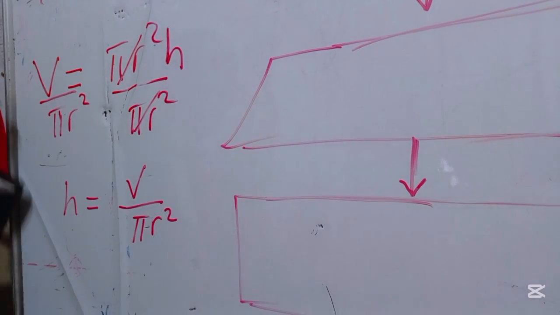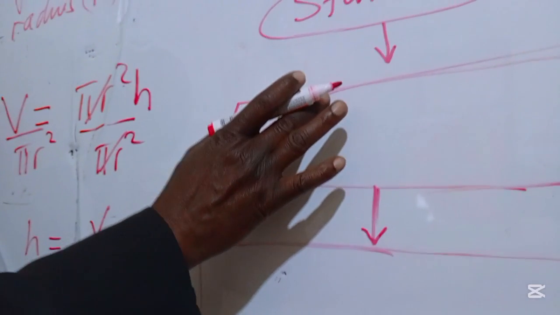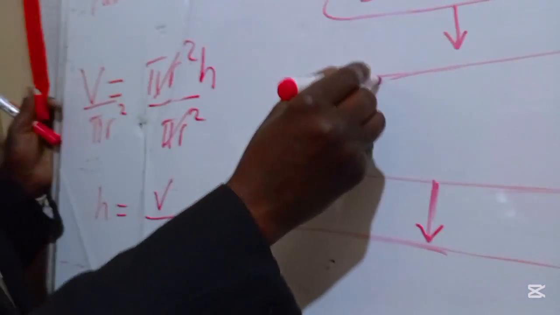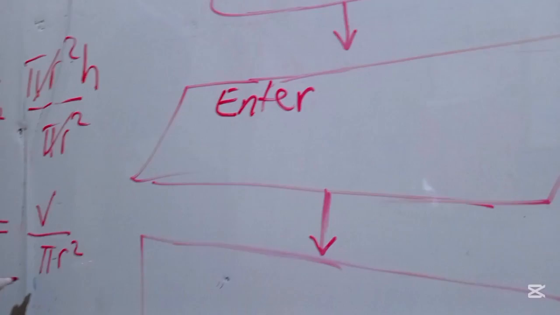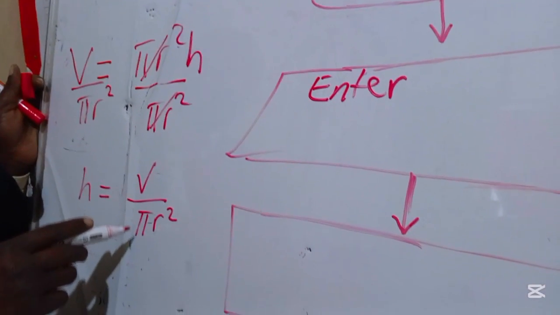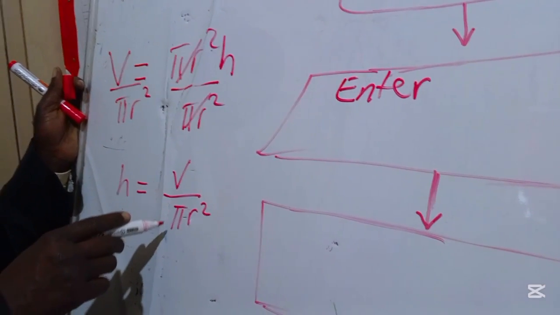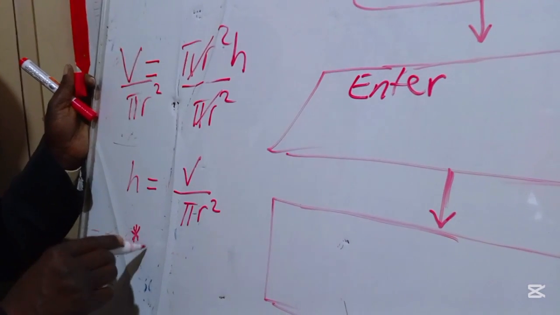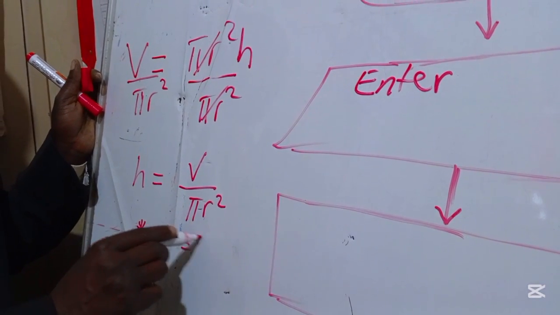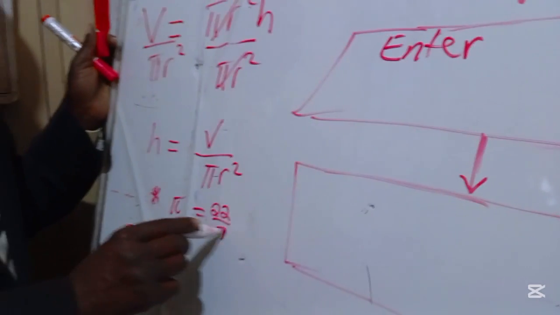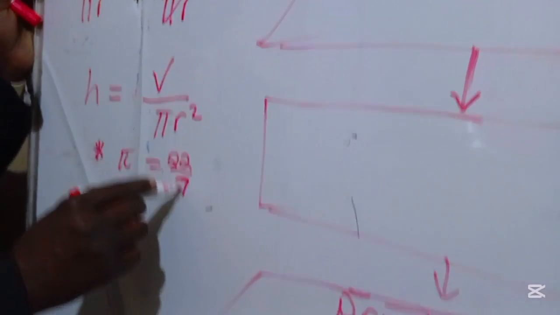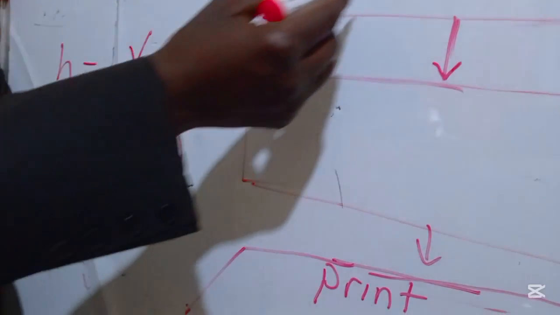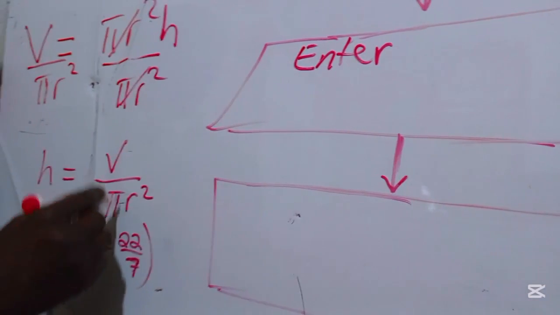In the input box, this is what we call the input box, you have to write the word enter. After you write the word enter, you have to identify your variables. This is a pi. Remember, I'll put a star so that we don't forget. This is a pi, it's a number. It is 22/7. Since it is a number, it's not supposed to appear here. So we just put letters.